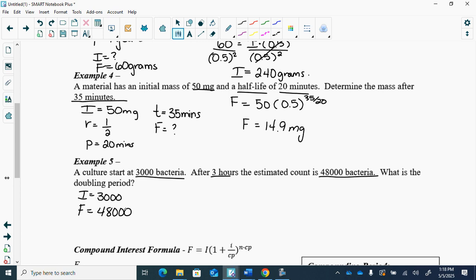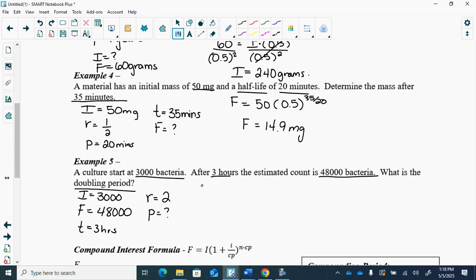After 3 hours, there's 48,000 bacteria. It's your T, because it's nowhere near the word half-life, doubling or tripling, correct? It says after 3 hours, that's the time to reach final amount. So that's going to be my T. And then here it says, what is the doubling period? Remember, when the word doubling, tripling, or half is in the actual question, they're often looking for P. So for the doubling period, R equals 2, because it's 200%, and P equals not sure.